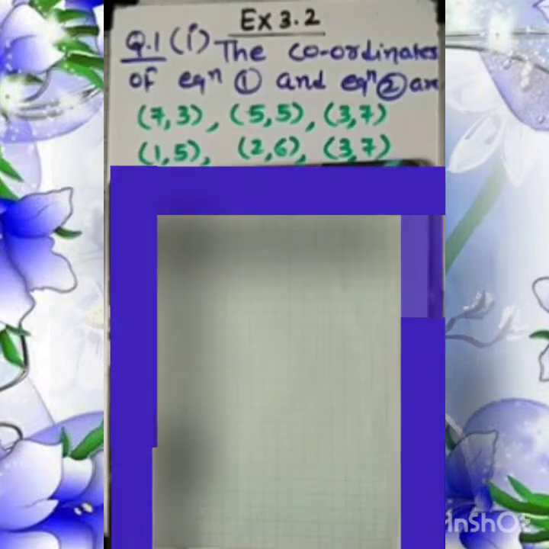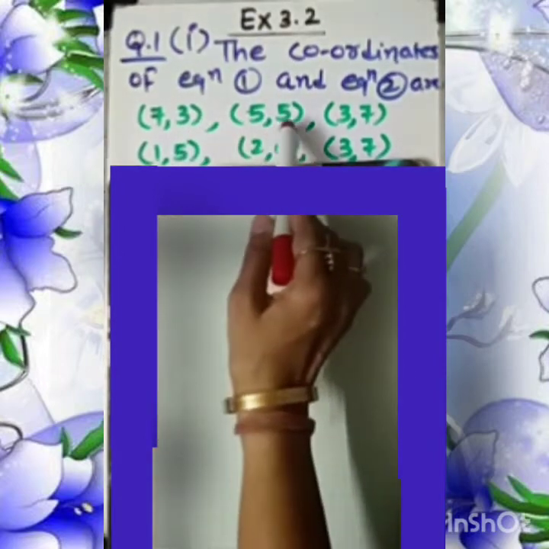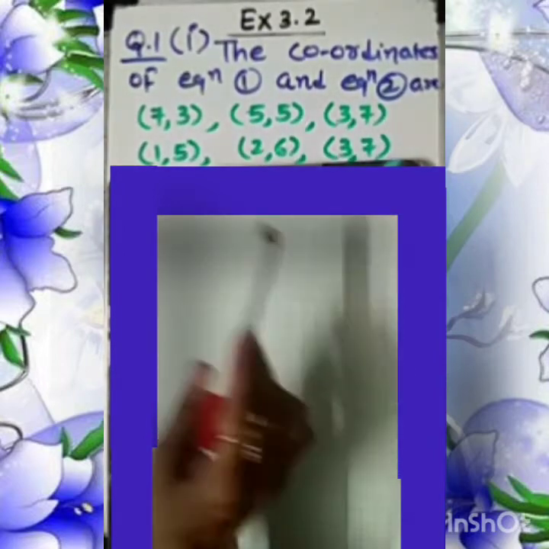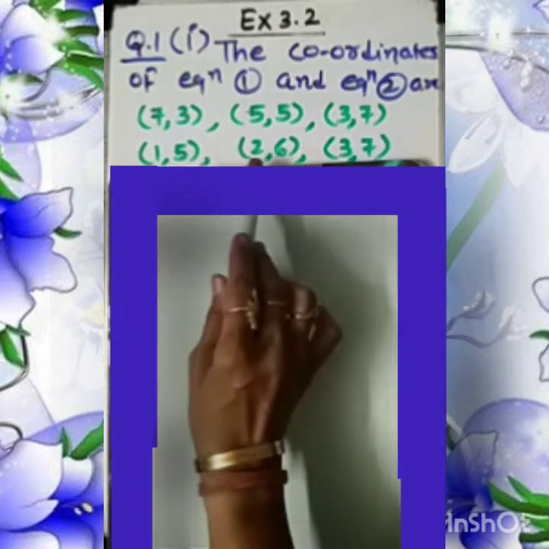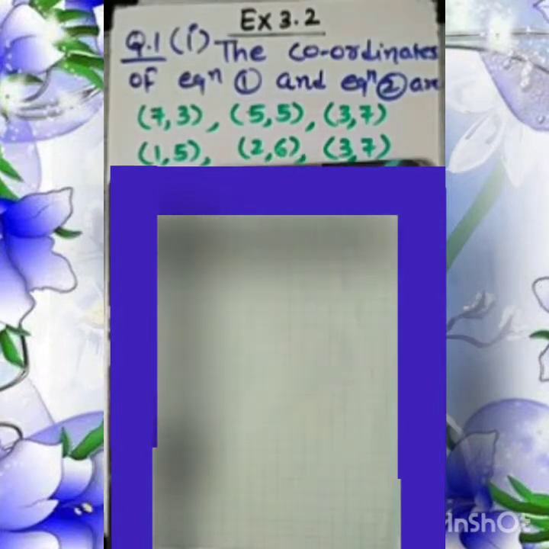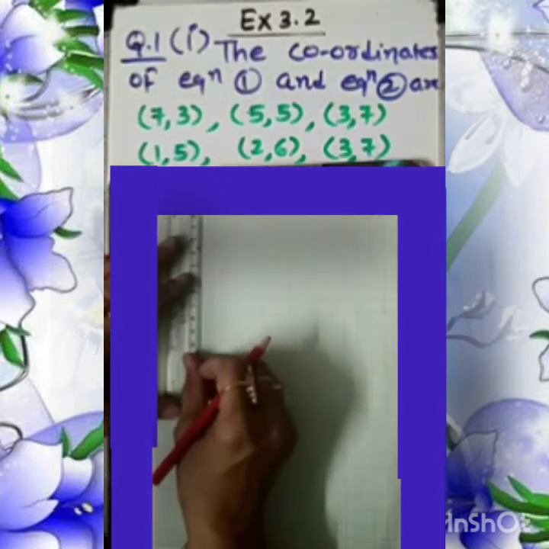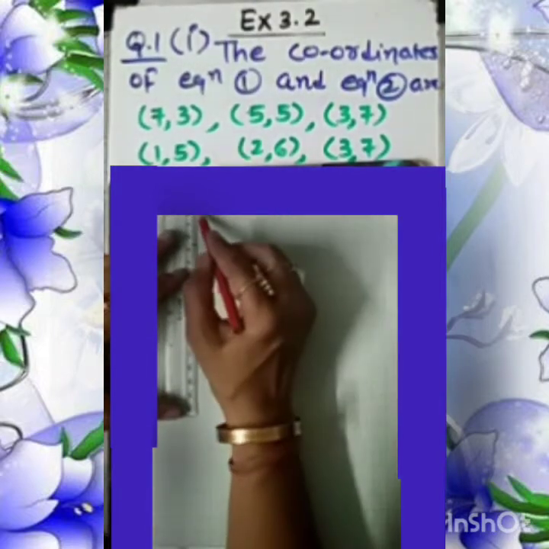So my dear students, here you can see the coordinates of equation 1 are 7, 3; 5, 5; 3, 7. And for the second equation: 1, 5; 2, 6 and 3, 7. All these points lie in the first quadrant only. So let's work on that and start drawing.